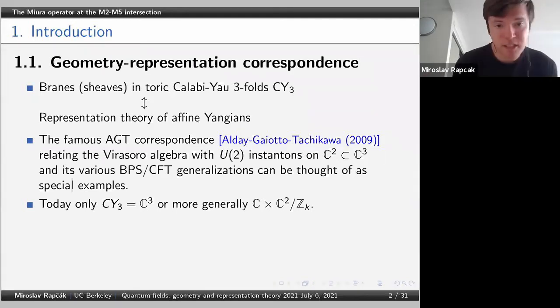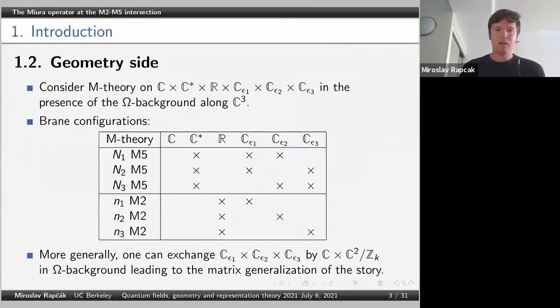In today's talk, we are going to restrict to a very simple class of Calabi-Yau threefolds, which is just flat space, C3. Or more generally, I'm going to comment on generalization to Z_k singularities. I'm not going to talk much about this example in great detail, but basically everything I'm going to say today generalizes very naturally into the C^2/Z_k case. You just need to enhance everything into matrices. But anyway, let me start with the description of the geometry side.